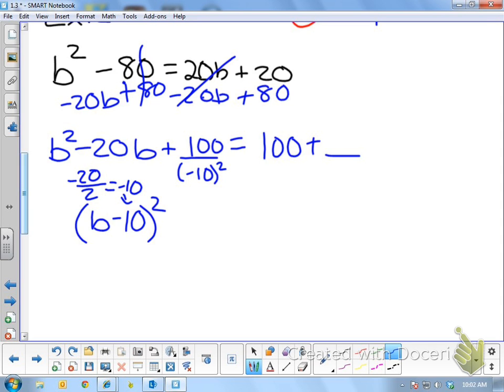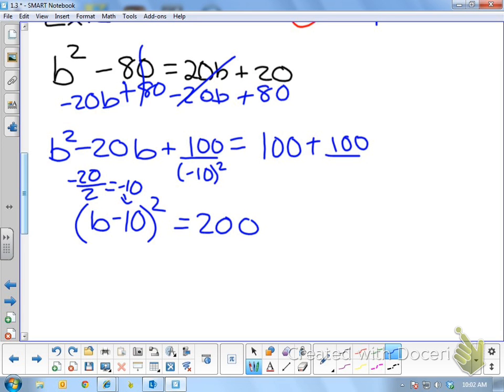So what we add to one side, we also have to add to the other side. Negative 10 squared is 100. So if we combine those together, we get 200. 100 plus 100 is 200.